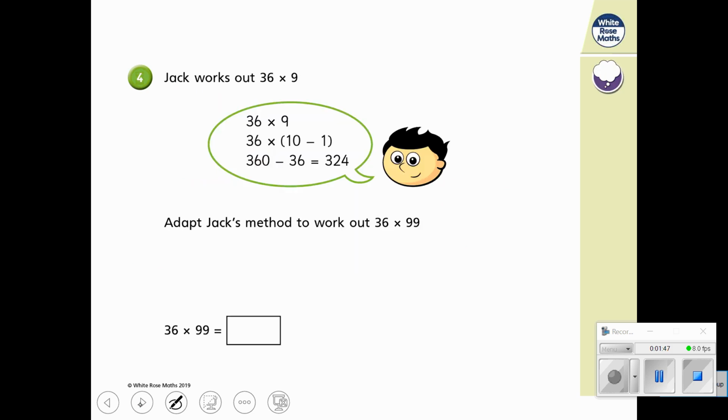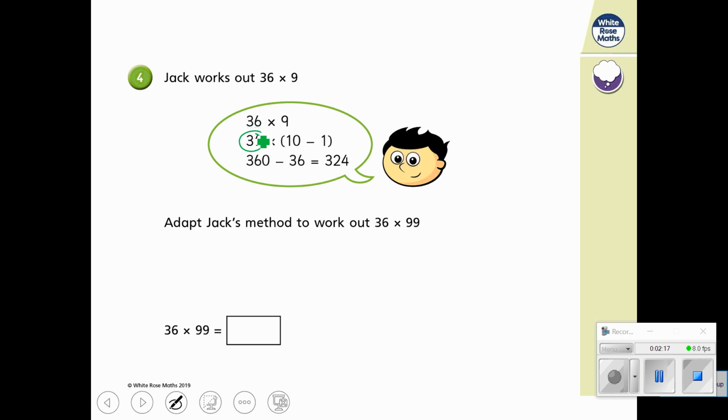Right, now we've got Jack. Jack is working out 36 times 9. He has said that 36 times 9 is the same as 36 times 10 take away 1. And when we're taking away 1, we're taking away 1 group of 36. He's got 360, take away 36 is 324. We now have to use that same method to work out 36 times 99.